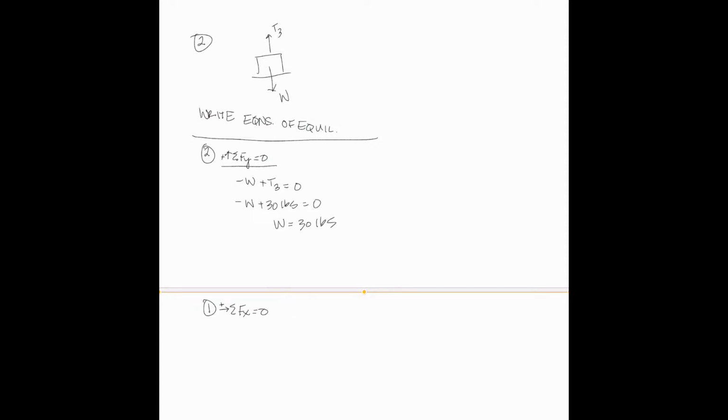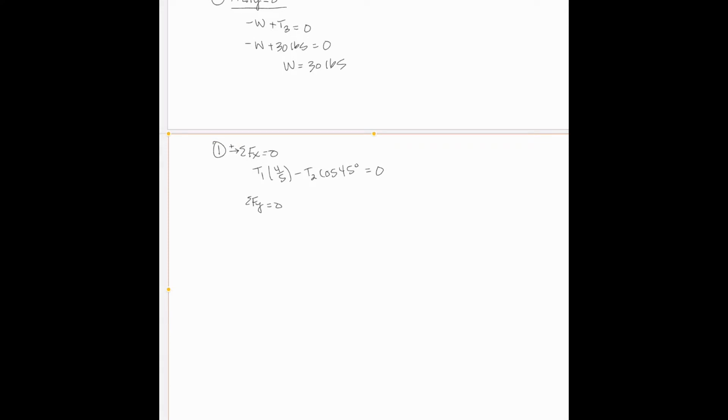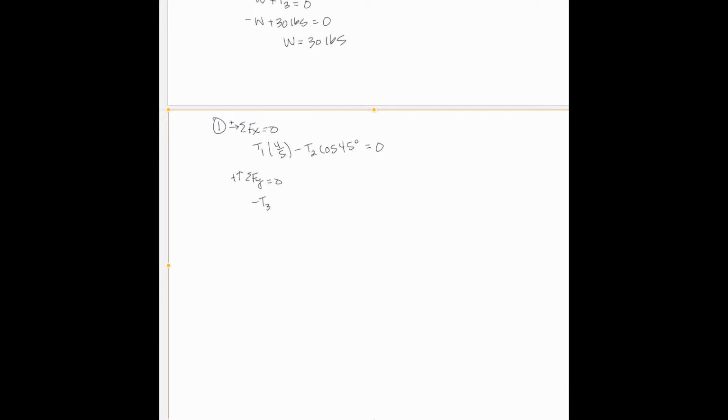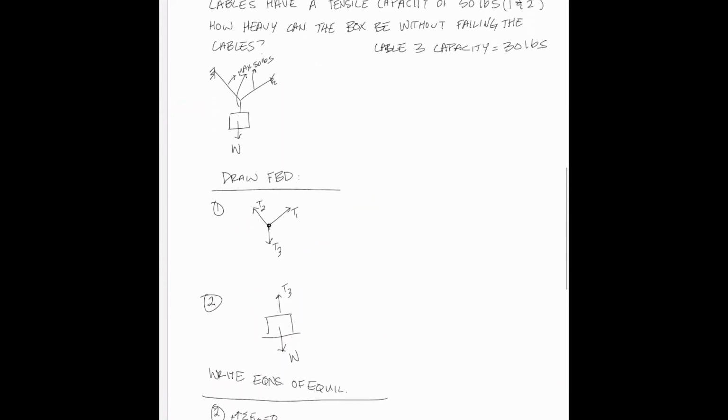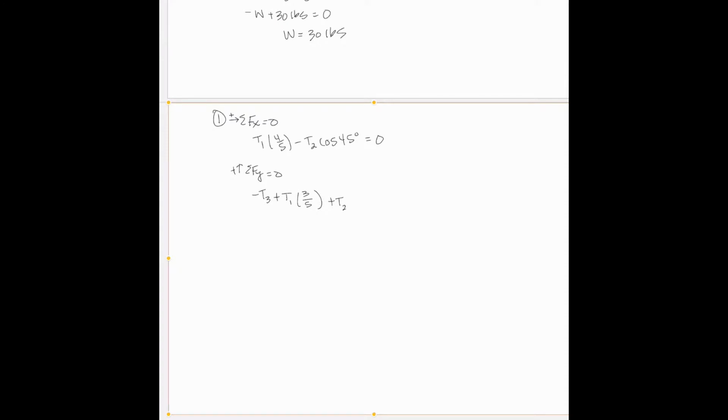And so we're going to have T1 times 4/5 minus T2 cosine 45 equals 0. And sum of forces in the y equals 0. I'm going to choose up being positive. Again, you can choose down if you're more comfortable with that. We're going to have negative T3 plus T1 times 3/5, making sure I have that right. Yep, times 3/5, plus T2 sine of 45 degrees equals 0.